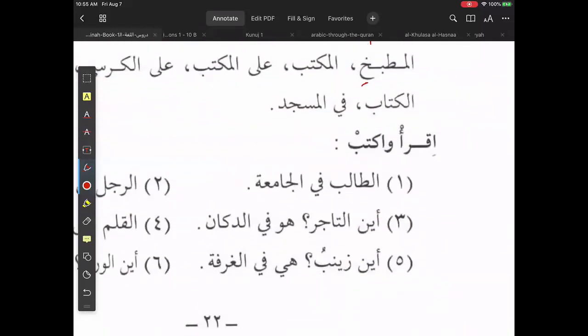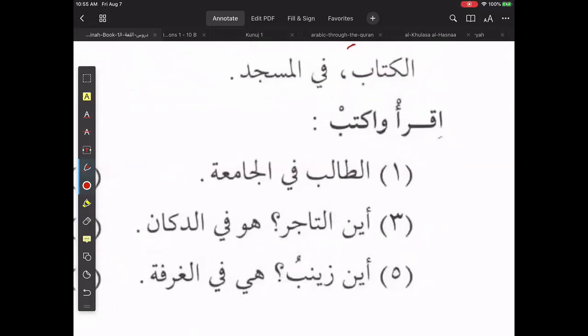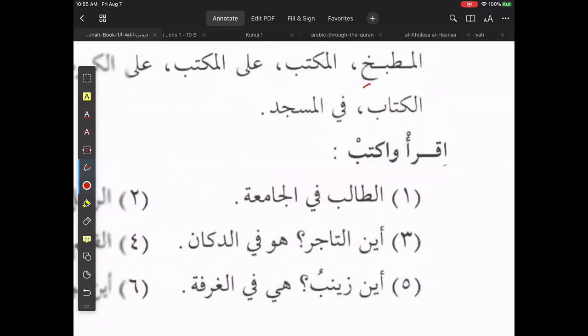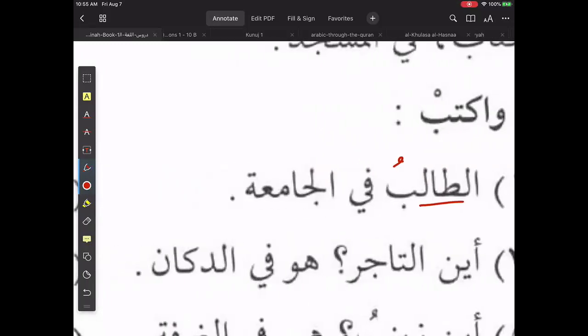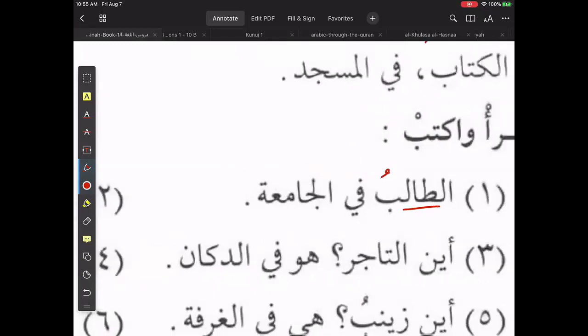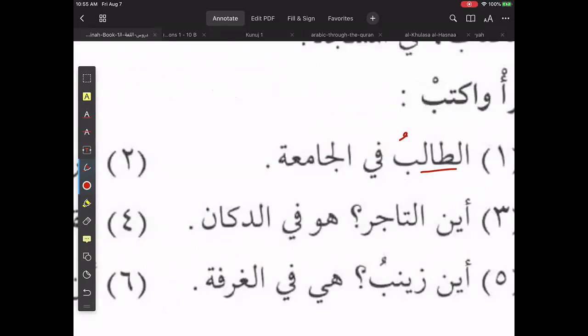I have 5 more minutes. I want to see how many things are equal. It's similar things, but right now it's a sentence. A talibu, student, fil jami'ati. This will be another cool thing: if you have a dictionary and you don't know what jamia means, you look in the dictionary, find out, and then you make the whole sentence.